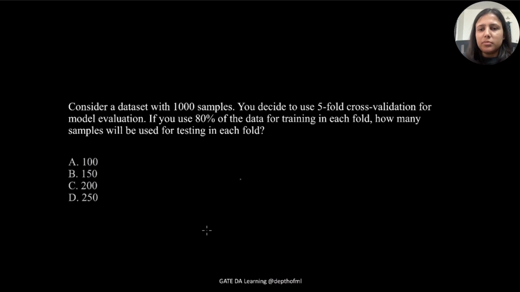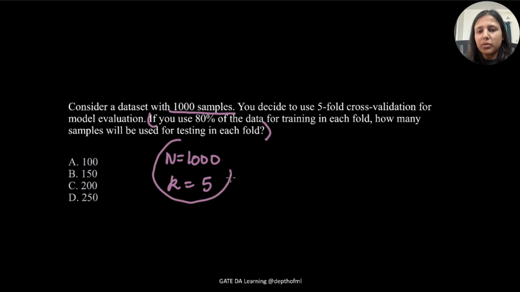The question says, consider a data set with 1000 samples. So n is equal to 1000. You need to do 5-fold cross validation for model evaluation. So k is equal to 5. If you use 80% of the data for training in each fold, how many samples will be used for testing in each fold? This line is kind of redundant here because with just these two pieces of information we should be able to calculate the values. They are saying you use 80% of the data for training in each fold. So let's try this out ourselves.